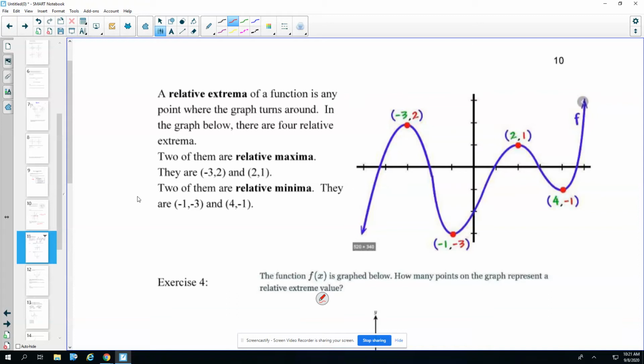So this is part 2 of key features of functions, and we're going to be looking at the relative extrema of a graph. A relative extrema of a function is any point where the graph turns around. In the graph below, there are 4 relative extrema. So here we have 1, 2, 3, 4.